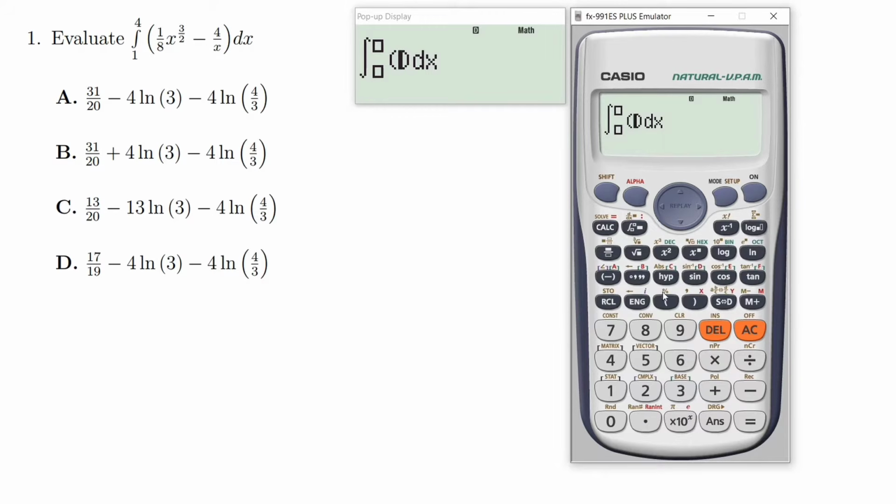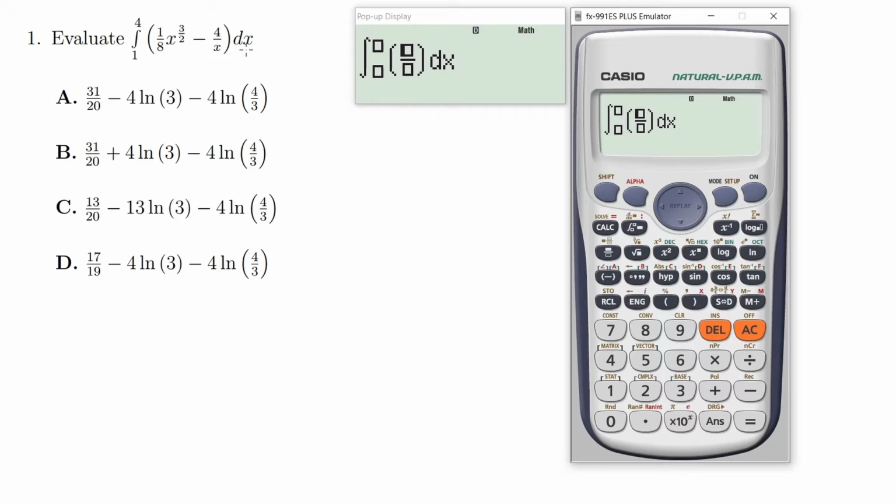Now you can see that my cursor is already inside the box, so I can input my integrand. Here we have x raised to power 3 over 2, all divided by 8. For me to do that, I will make sure I have my fraction, then next I have my variable x.